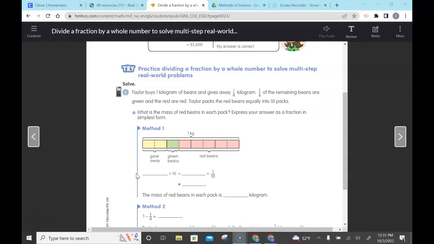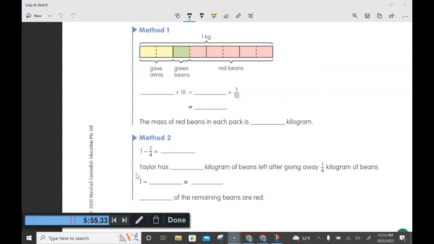So what we have here for the problem, it says Taylor buys 1 kilogram of beans and gives away 1/4 kilogram. 1/6 of the remaining beans are green and the rest are red. Taylor packs the red beans equally into 10 packs. So let's move down to method 2. We're going to break this problem down.